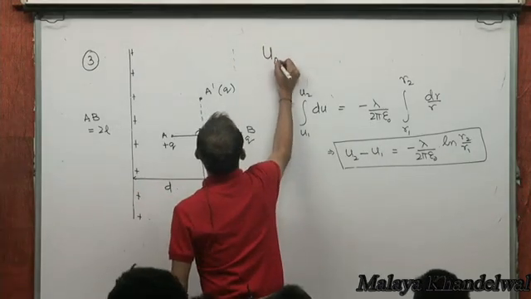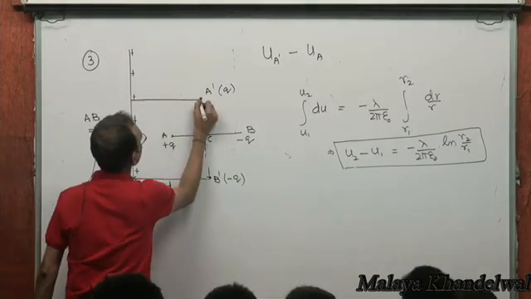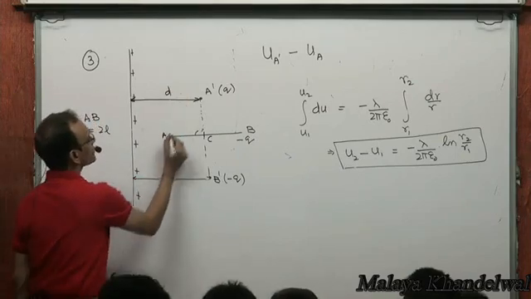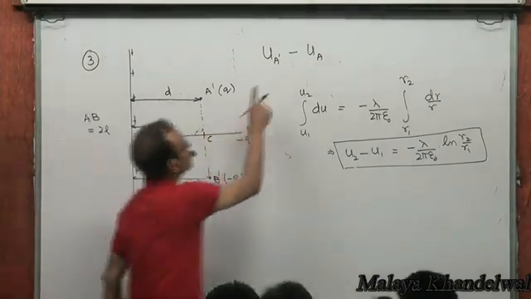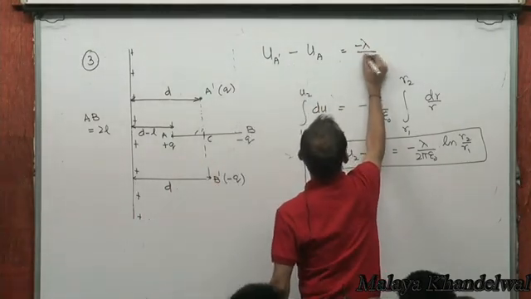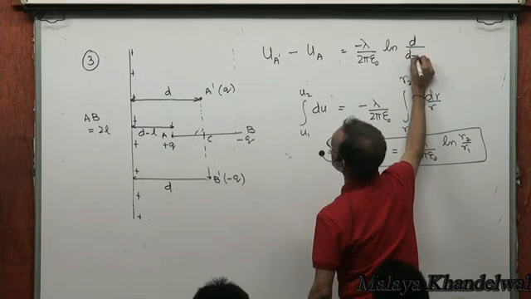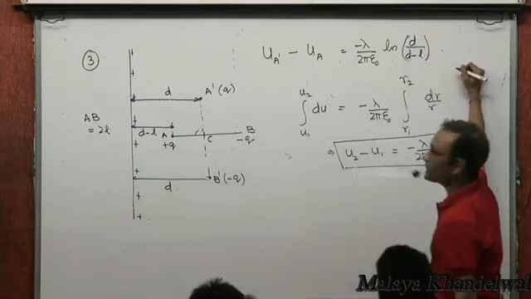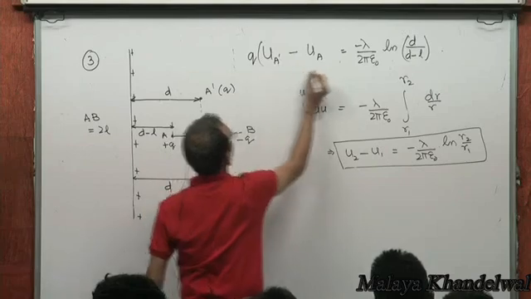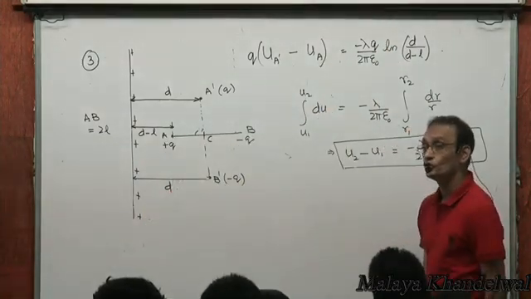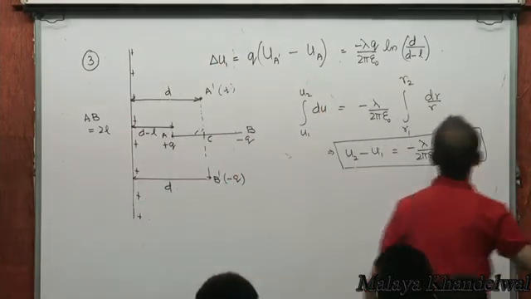Now, do you realize U A prime minus U A is the difference in potentials between A prime and A. In this case, what is this distance? This distance is D. What is this distance? D minus L. So R2 is D and R1 is D minus L. The difference in potentials is going to be minus lambda by 2 pi epsilon naught log of final R by initial R. Final R is D, and initial R is D minus L. That's the difference in potentials between A and A prime. The difference in potential energies of the charge Q is this times Q, when taken from A to A prime. So for this system, this is delta U1, the difference in potential energies of one of the charges.